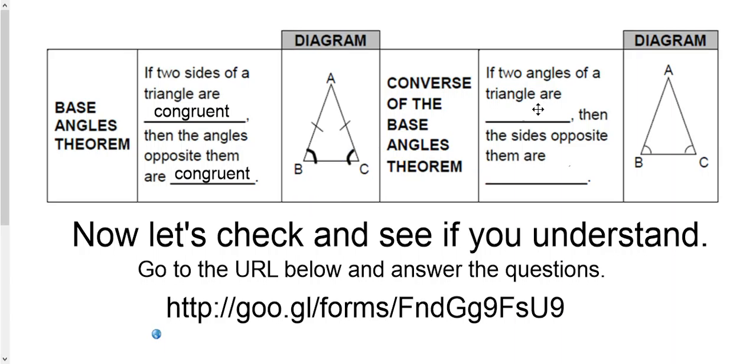Conversely, if you're given two angles that are congruent, like in this picture, angle B and C, then the sides opposite them are congruent. So opposite angle B over here is this side AC. If you got the angles marked, you can mark the sides opposite it. Opposite angle C over here is side AB. Those will be congruent. Now let's check and see if you understand.